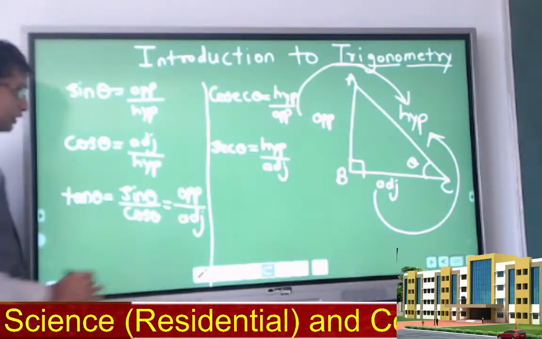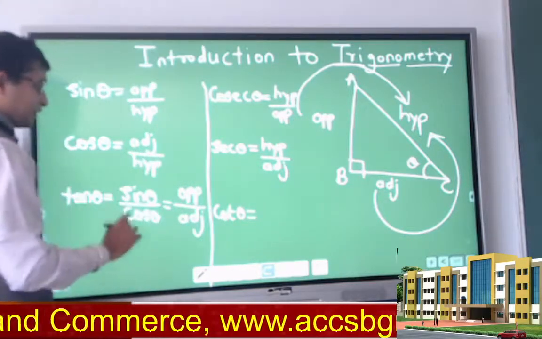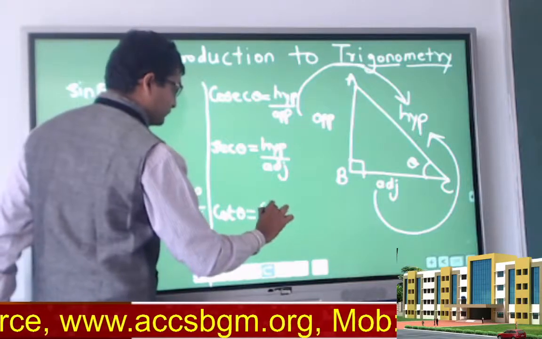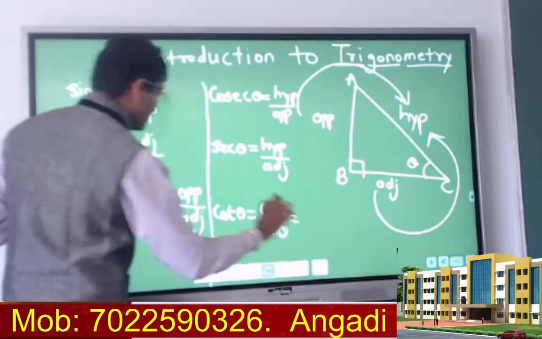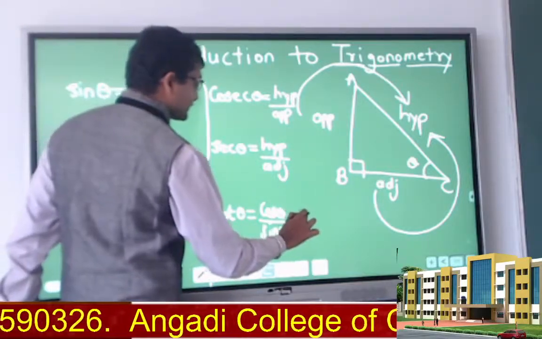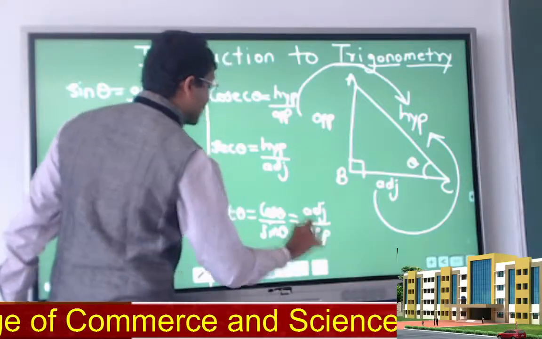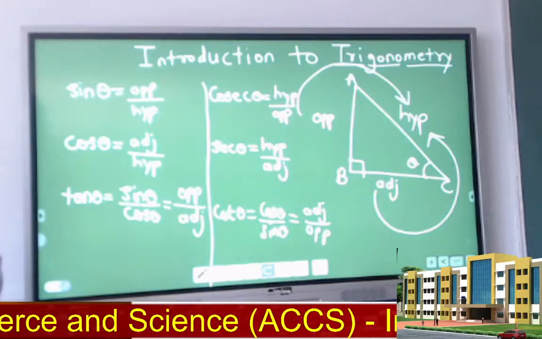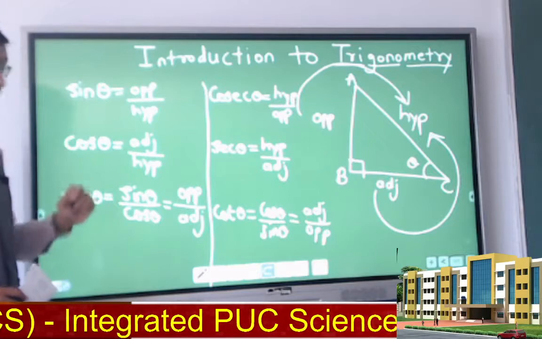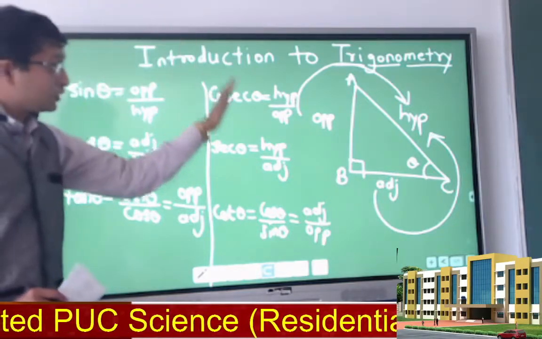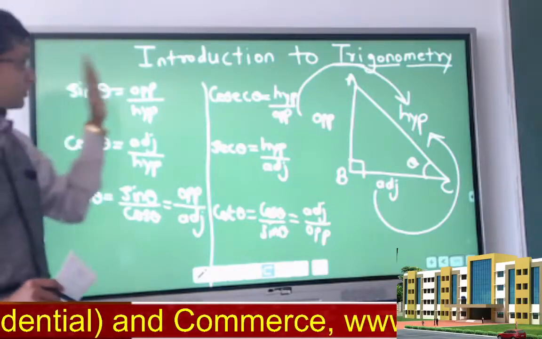Now tan reciprocal is cot theta. It's a reciprocal, first we get cos theta divided by sin theta, or else one more definition, adjacent side divided by opposite side. Like this we have to remember. So sin theta is opposite upon hypotenuse. Sine reciprocal is cosec, hypotenuse upon opposite side. Cos reciprocal is sec.